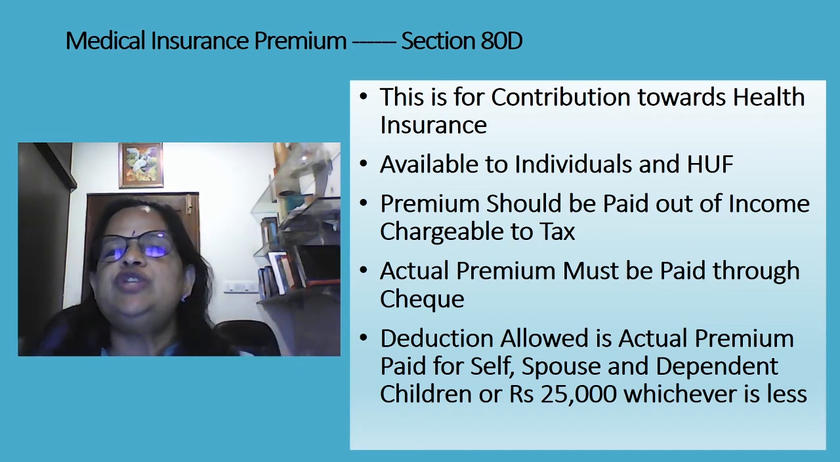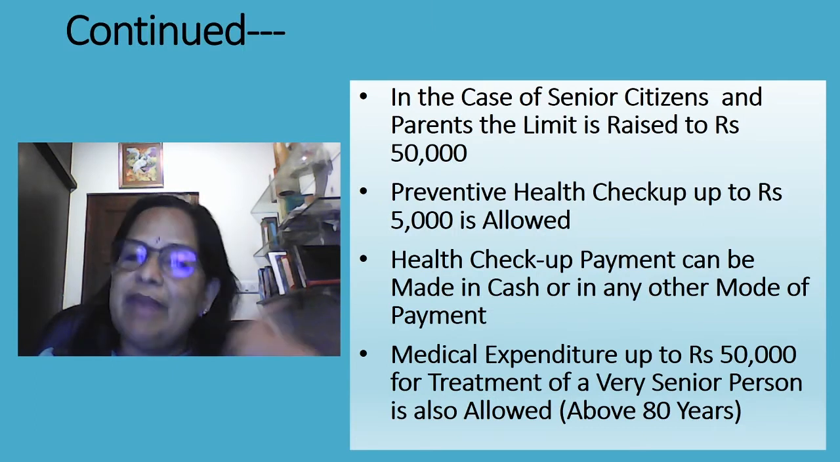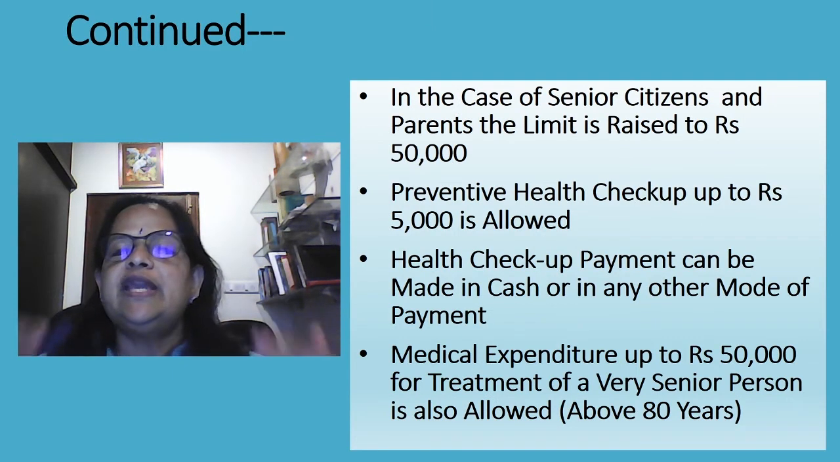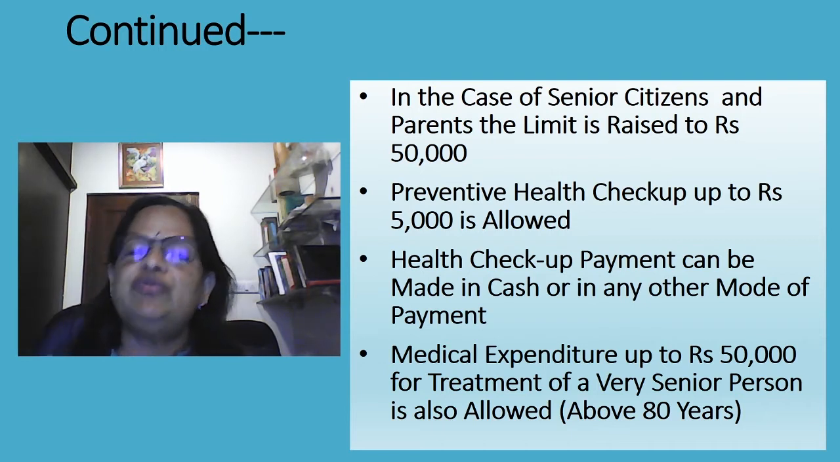In the case of an individual, they can include the family. Family meaning children should be dependent, and when you're taking for individual, your spouse can also be included. The maximum for an individual that can be claimed is 25,000. Now, he can include the parents also. I'm going to explain that. In the case of senior citizens and parents, the limit is raised to 50,000. That means, if you are including your dependent parents also, the individual limit can be raised to 50,000.